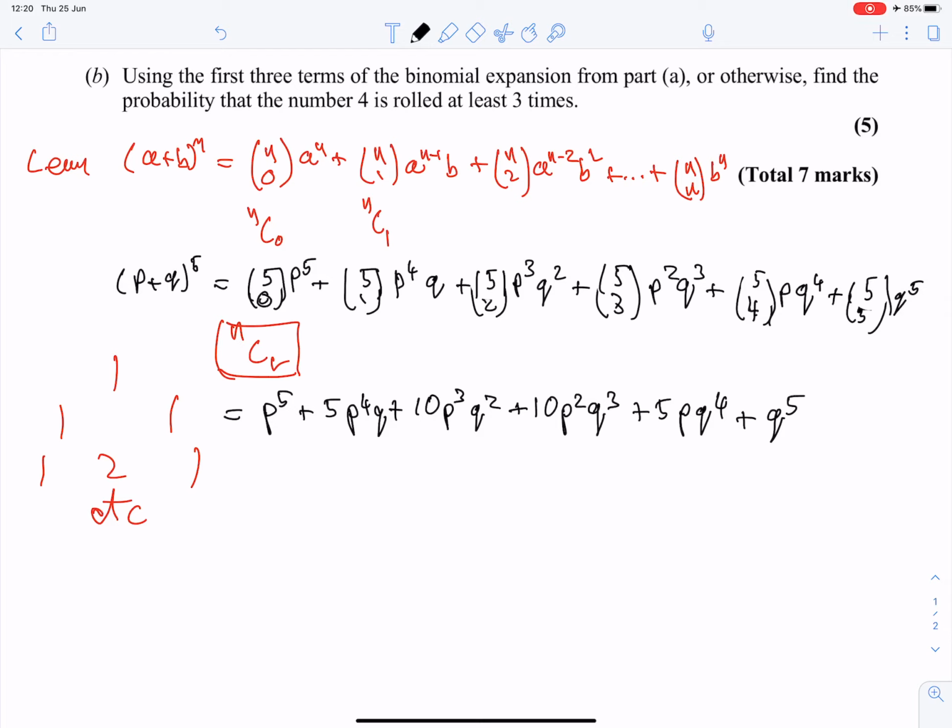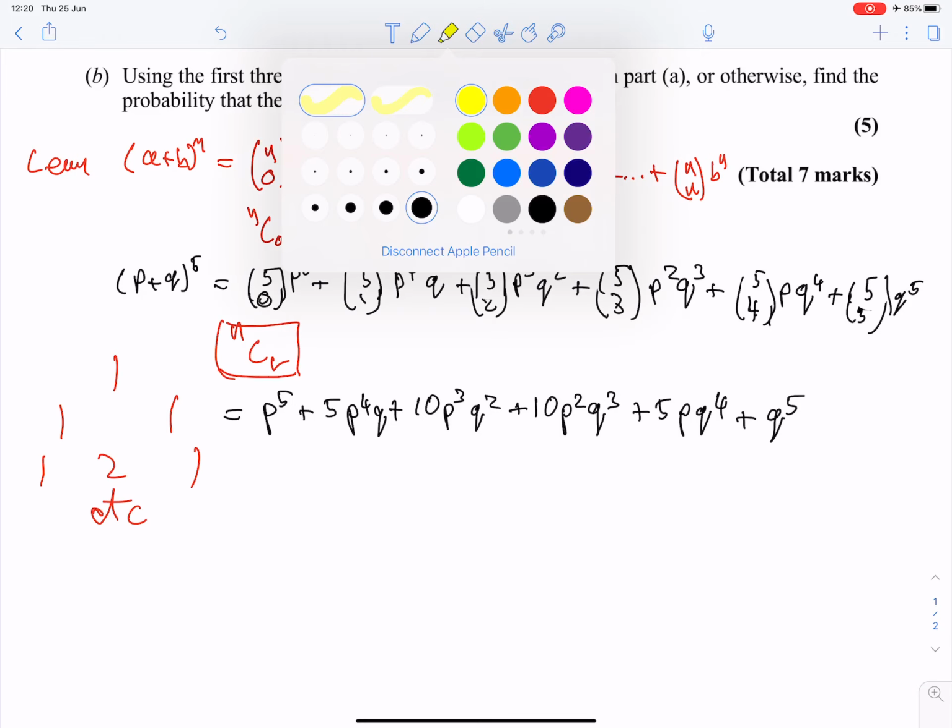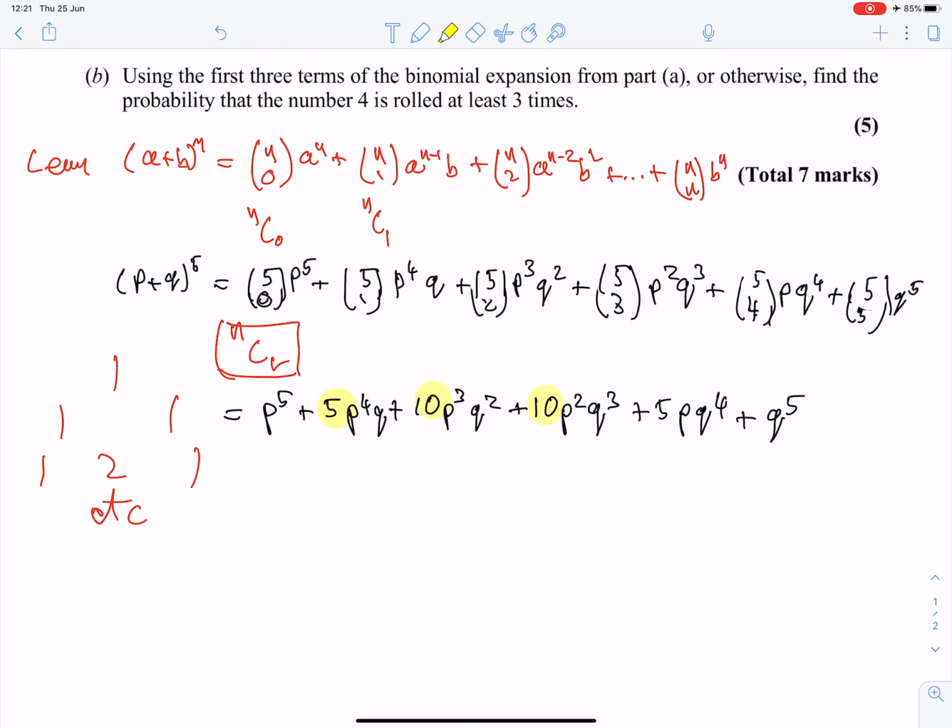Okay. So the coefficients at the front are the values that you get out. Yeah, so the coefficients at the front here are the values that you're getting from your nCr on the calculator or the row of Pascal's triangle.